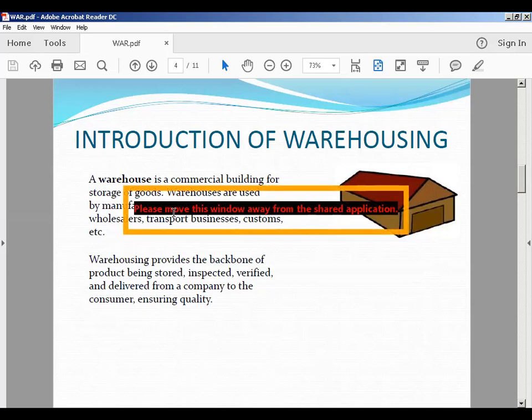This option is coming on the screen and just disturbing my video. Wait for a while. Okay, what should I do? Wait for a while, please. I will share it again.